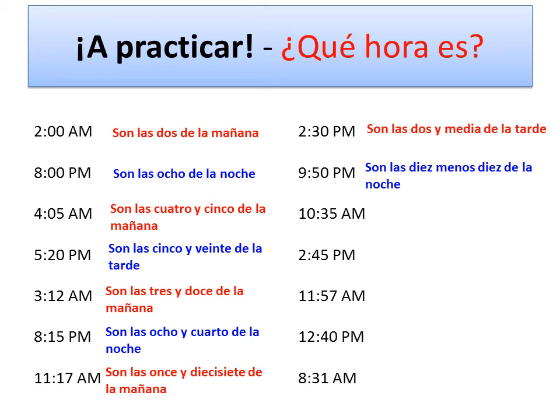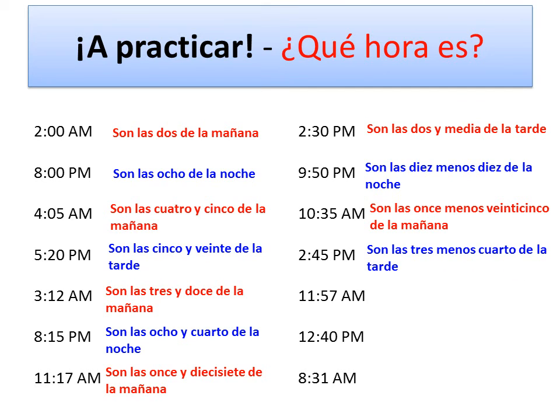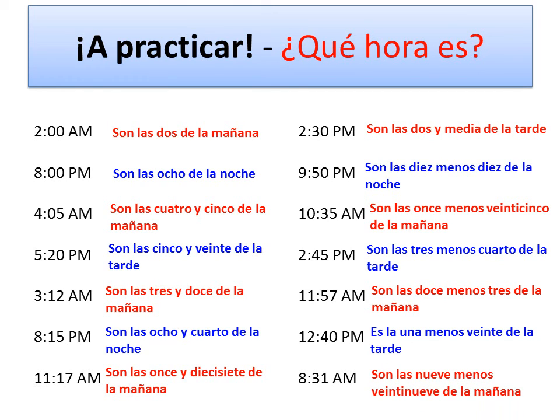9:50 son las 10 menos 10 de la noche. We're rounding up on this one because it's on the left side of the clock. 10:35 son las 11 menos 25 de la mañana. 2:45 son las 3 menos cuarto de la tarde. 11:57 son las 12 menos 3 de la mañana. 12:40 es la 1 menos 20 de la tarde. And 8:31 son las 9 menos 29 de la mañana.